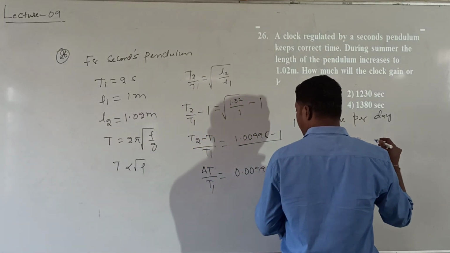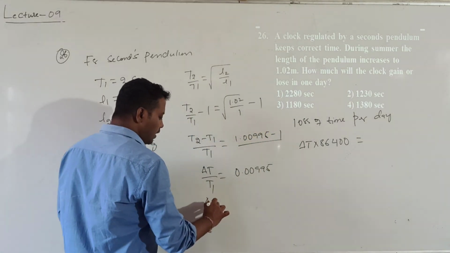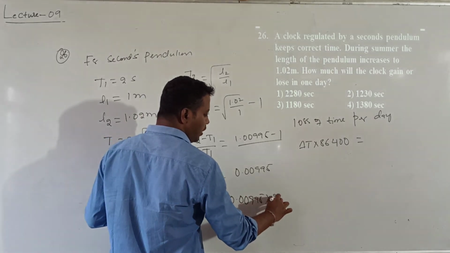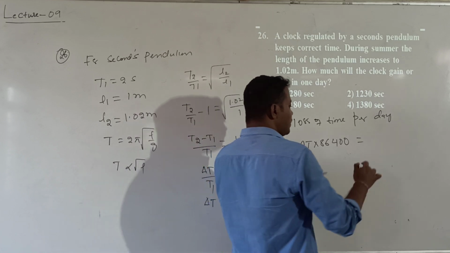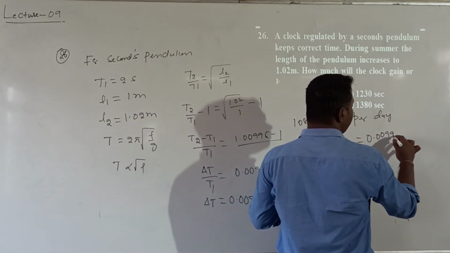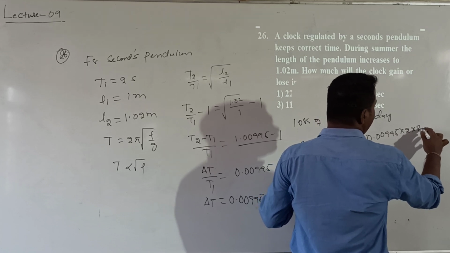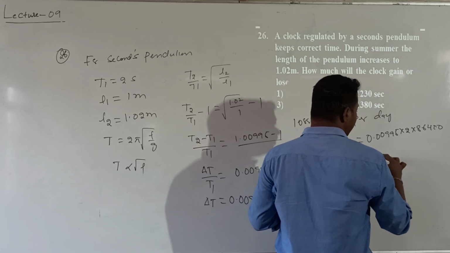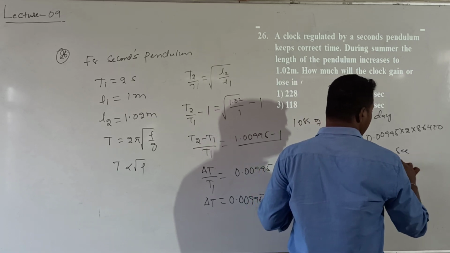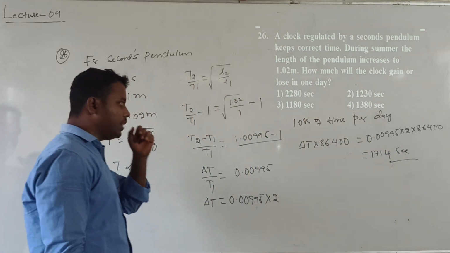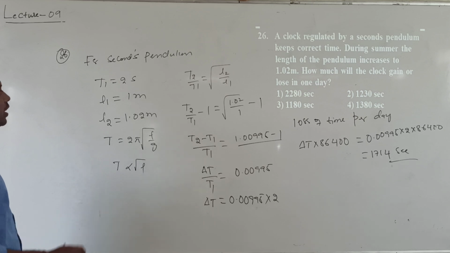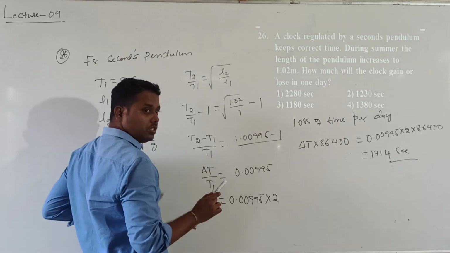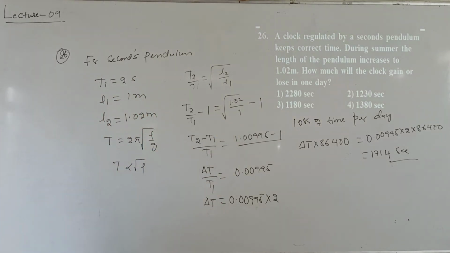So which is given by, here what is the delta t value? Delta t value is 0.00995 into t1. T1 value is 2. So 0.00995 into 2 into 86,400. You simplify this, you are getting an answer around 1714 seconds. They have given the third option as 1180 seconds. Okay, but no doubt this is correct only. You can check it once, what the value of square root of 1.02 is. This is question number 26.